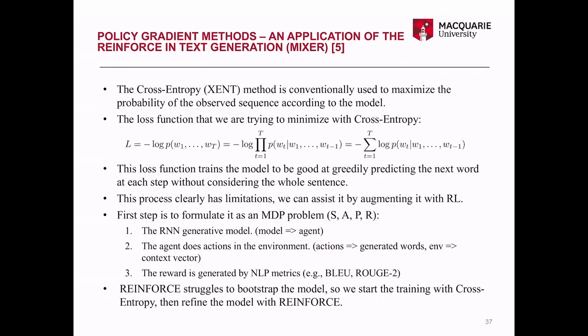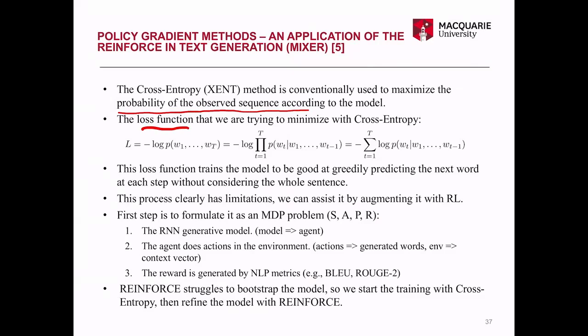So in image captioning and text generation, this is the method that we usually use. We use the cross entropy method to maximize the probability of the observed sequence according to the model. So we have a loss function, and the loss function is this, and we're trying to maximize the likelihood of the generated text, right?